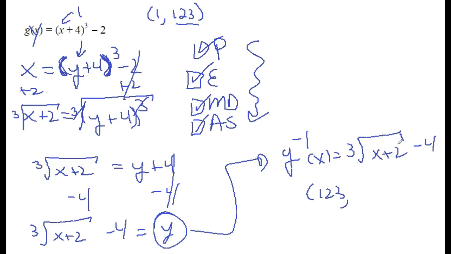125 cube rooted is 5. 5 minus 4 is 1. So look at that. The x and y did in fact interchange simply by actually physically swapping x and y and then using reverse PEMDAS to solve for y. Good luck.